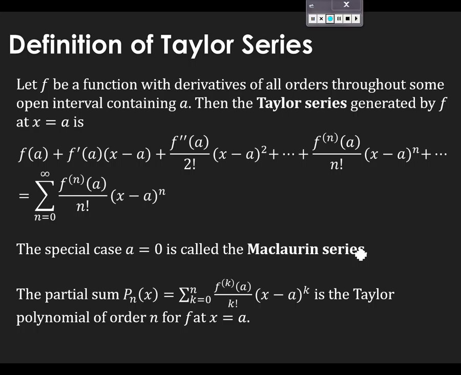So this is the big aha right here that we just talked about on the last slide. If a is 0, if the center is 0, then it's the nth derivative of f evaluated at 0 over n factorial. That's what we just talked about on the last slide. But if it's centered somewhere else, then it's whatever the center is.